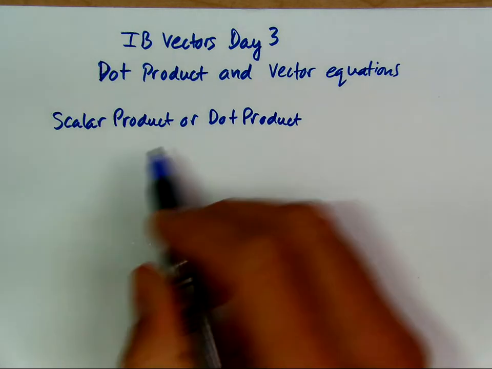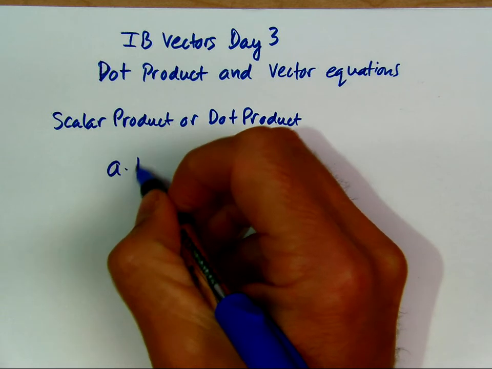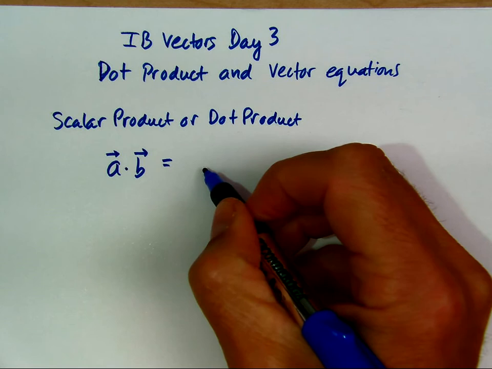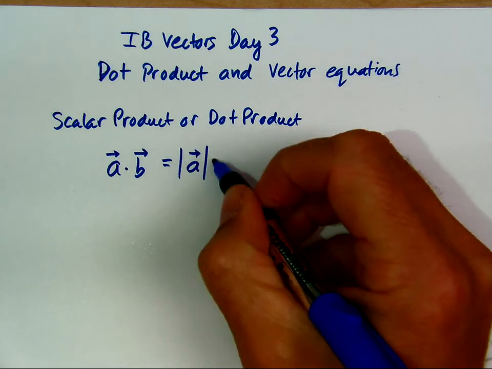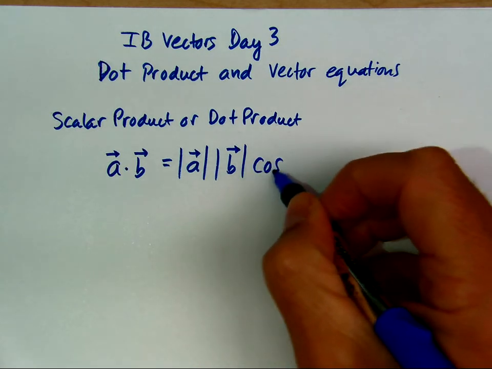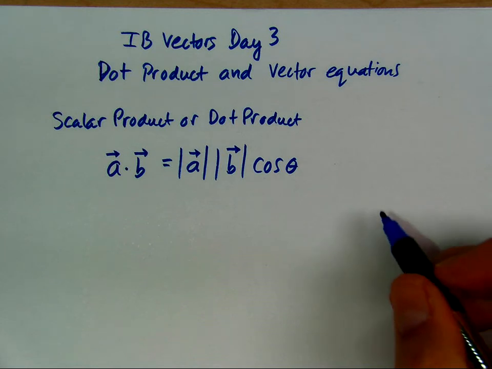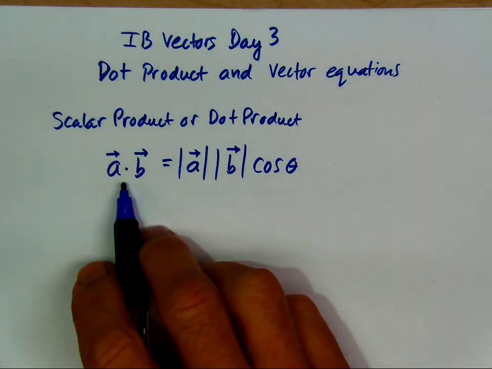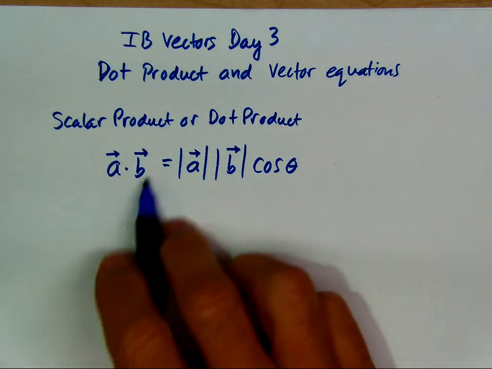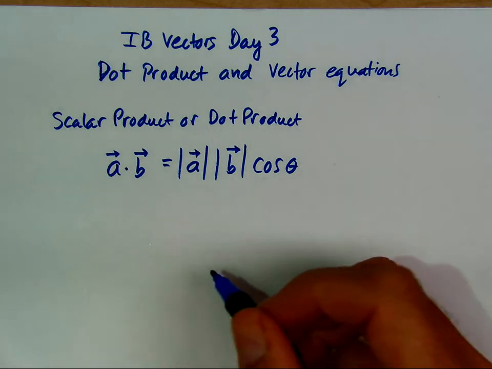We have a formula. It's called the scalar product or the dot product. So that's the symbol for the dot product. It's a way of multiplying vectors. And we have the product of the magnitudes times the cosine of the angle between them. It's called a scalar product because the answer is a scalar. When we multiply two vectors, we don't get a vector, we get a scalar for this type of multiplication.